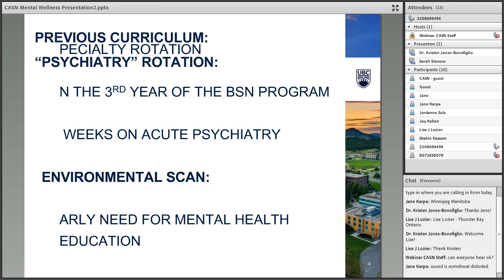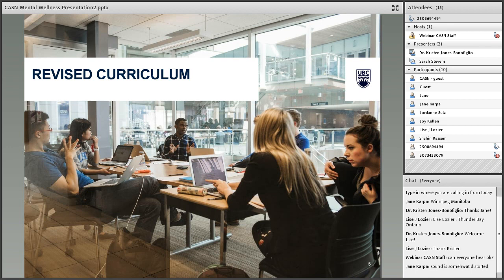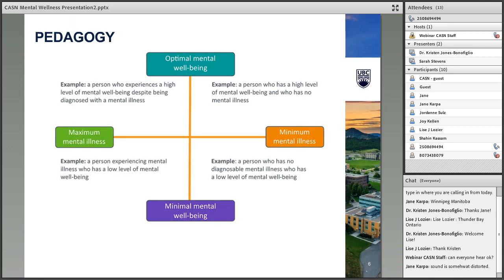And so prior to revising the curriculum of our program, we did an environmental scan, which supported the notions of an early need for mental health education, so moving it earlier in the program, as well as a focus on health promotion and prevention. So, moving on to our revised curriculum.